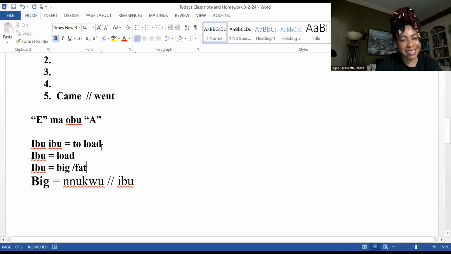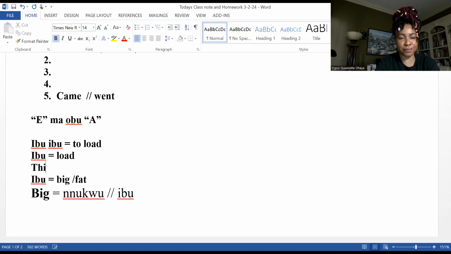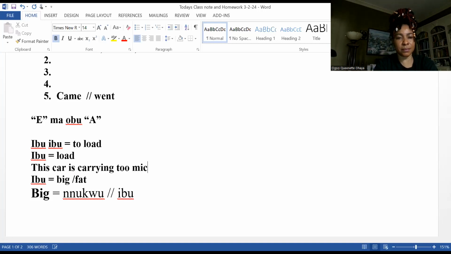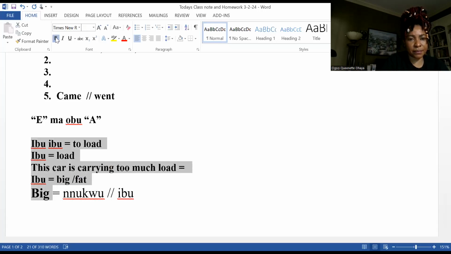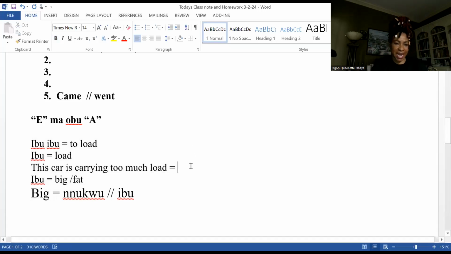Okay, when you say this car is carrying too much load, it means kedonya gagwam kedonya gebido ya kedonya mahia waka. Come on, guys, we need to learn here. Kina waka. Now you know what is a car, you know what is load. I need somebody to help me out here. Kedonya gagbalike ya.